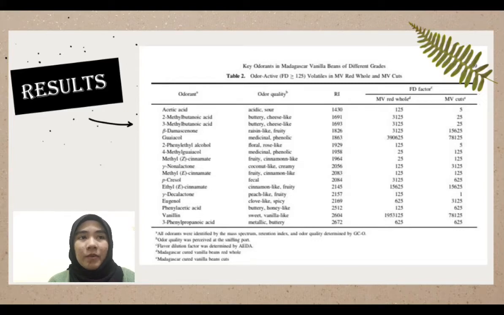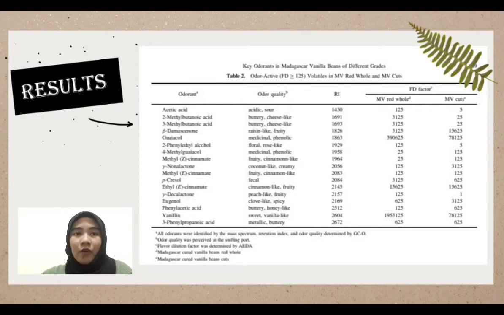For the beta-damascenone, we have 3125 for the MV red hole, and for the MV cut, we have 15,625. For the guaiacol, for the MV red hole, it has 390,325, and it has 78,125 MV cut. For 2-phenylethyl alcohol, the MV red hole is 125, and for the MV cut, it has 5. For 4-methyl guaiacol, it has 25 MV red hole and 125 MV cut.